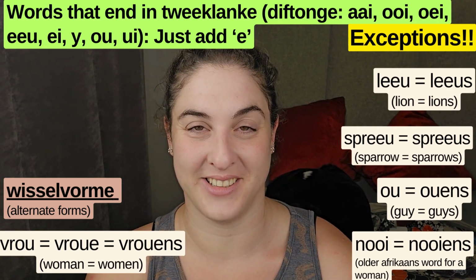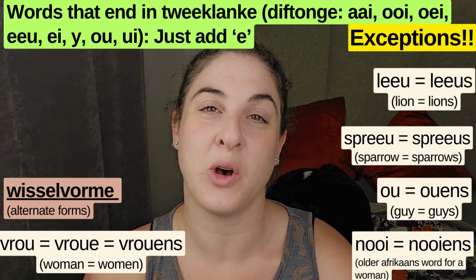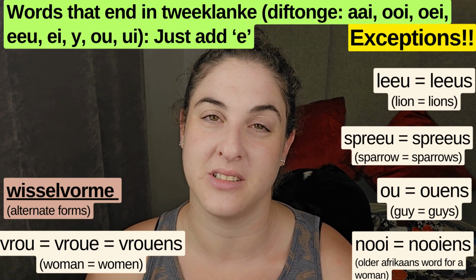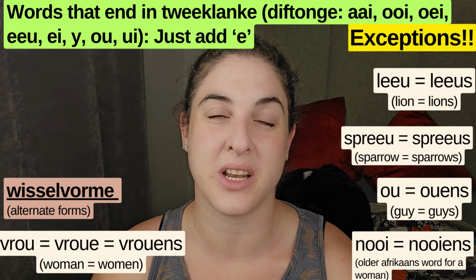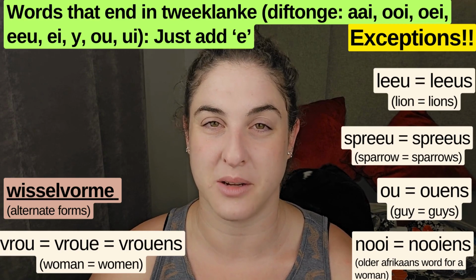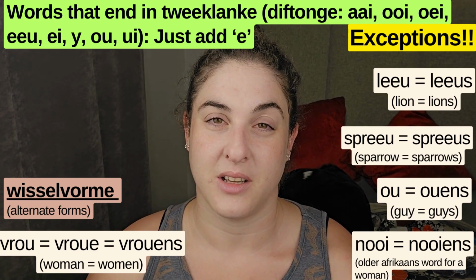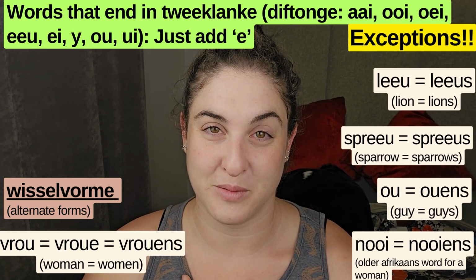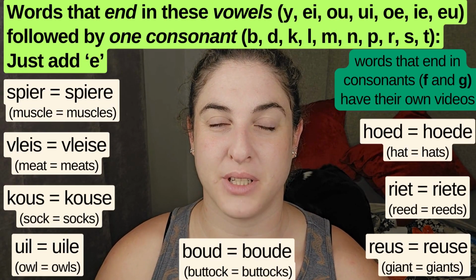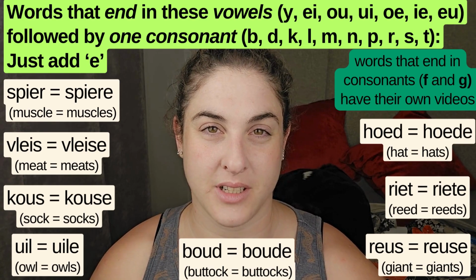Nooi, nooiens. And it's an older word for a woman in Afrikaans. We don't really use it anymore, but you will find it sometimes. Maybe people of the older generation still use it. Not so much myself. Now we get to one that is a bit more elaborate.